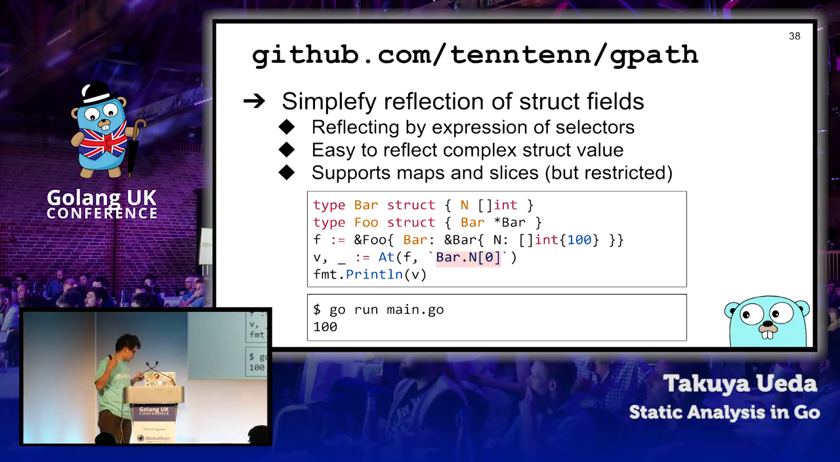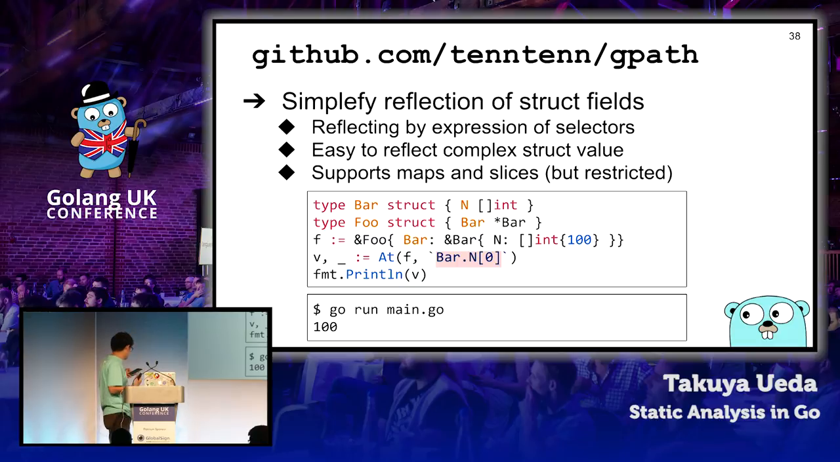GPath supports maps and slices, but the types of keys and elements are restricted. You can only use integers and strings for keys of maps. This is a sample code of GPath. There are two struct types, Foo and Bar. The Foo type holds a pointer to a value of Bar as a field, and the Bar type holds an int slice as a field N. The sample code accesses the field N with reflection by the At function.